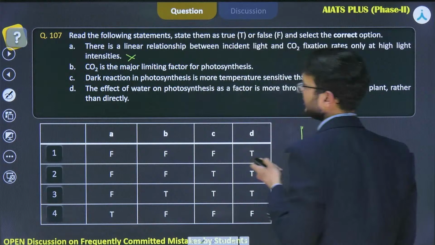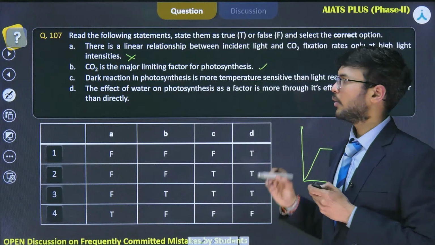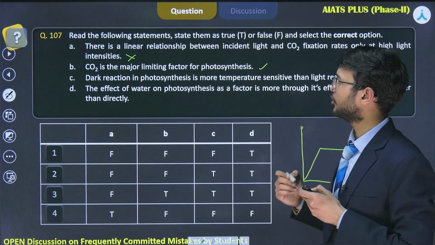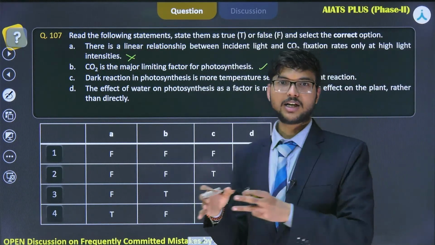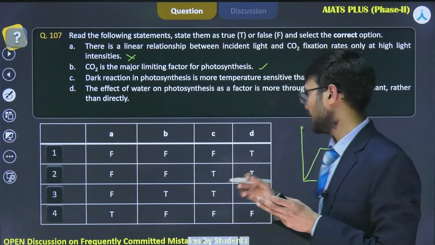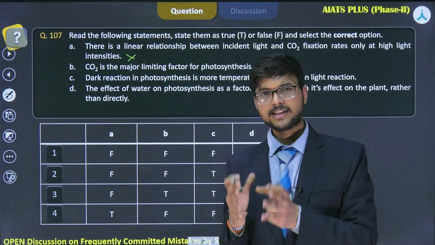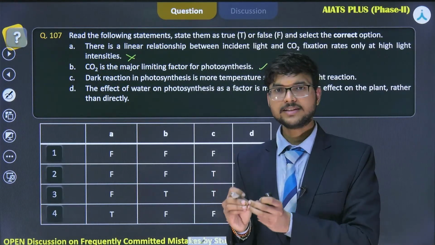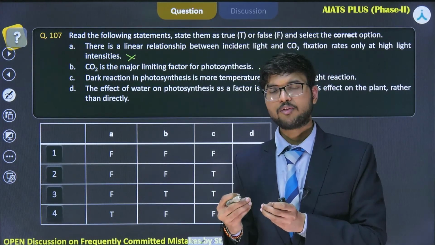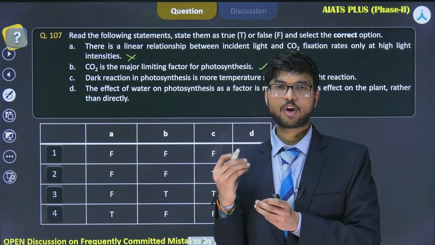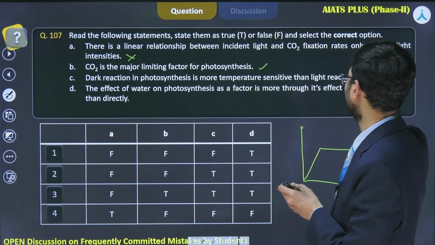Carbon dioxide is the major limiting factor for photosynthesis. Yes, it's the major limiting factor for photosynthesis, while option C says dark reaction in photosynthesis is more temperature sensitive than light reaction. Yes, in case of light and dark reaction, you will see in the dark reaction there are various enzymes that are involved in the process of synthesizing carbohydrates, right? And for the synthesis of carbohydrates, multiple enzymes are involved. So temperature plays a key role in optimizing the process of photosynthesis. Okay, so dark reaction in photosynthesis is more temperature sensitive than light reaction.